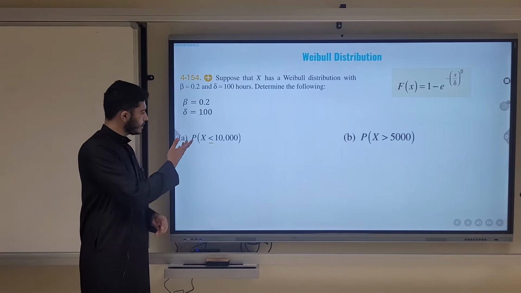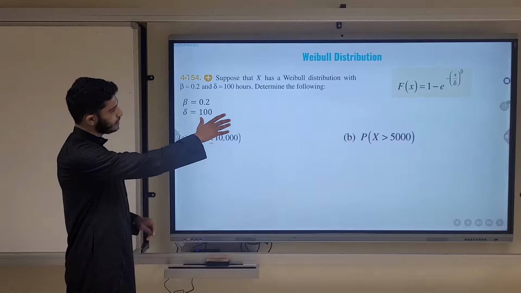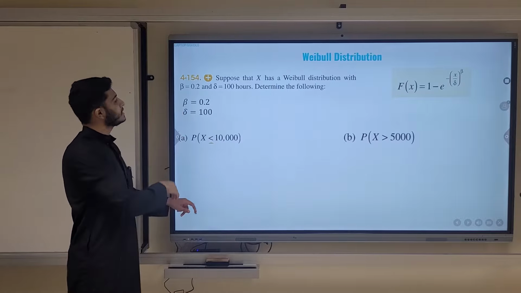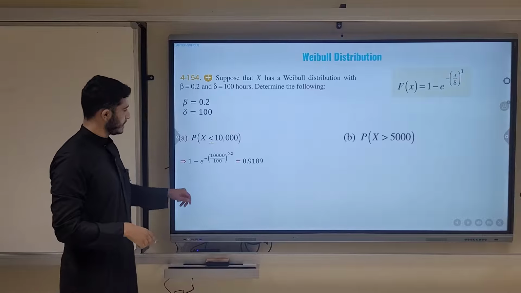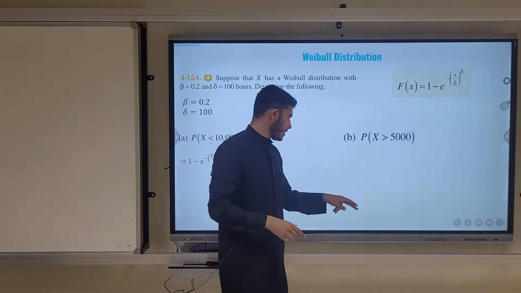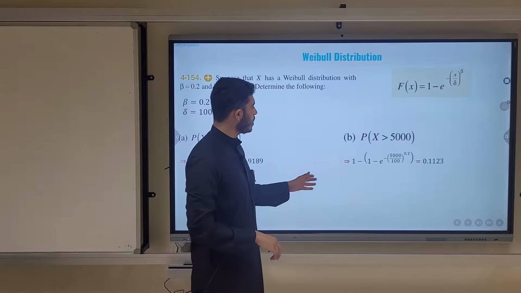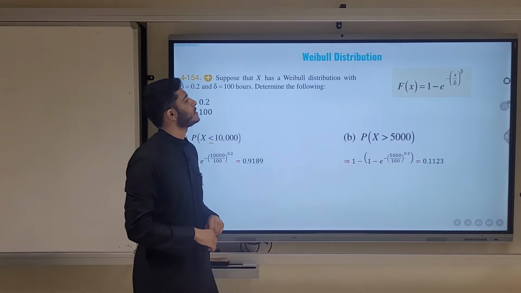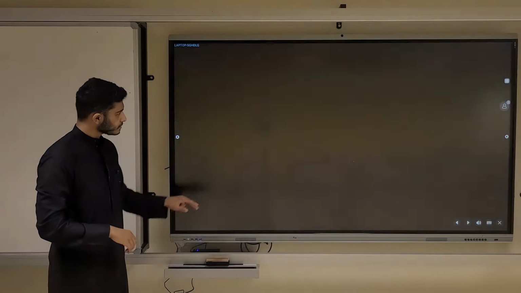It's a cumulative expression, so we can right away implement the formula with X equal 10,000. Delta is 100 and beta is 0.2, and we get the answer at the end. Next one, it's not cumulative, but we can make it cumulative by taking the complement. 1 minus the complement is going to equal the answer, this answer at the end.